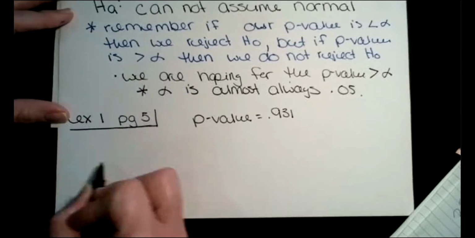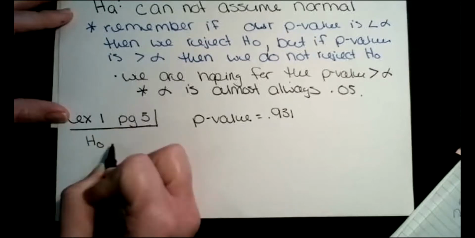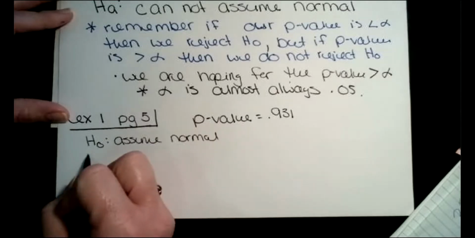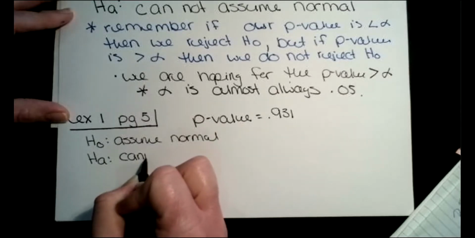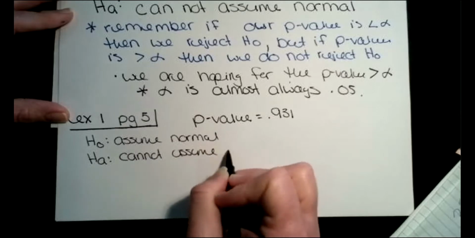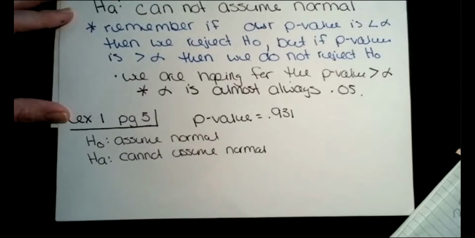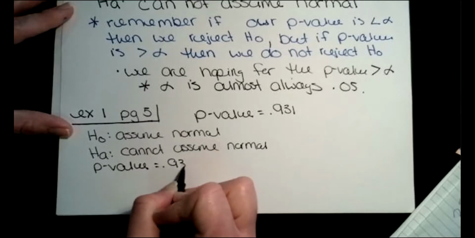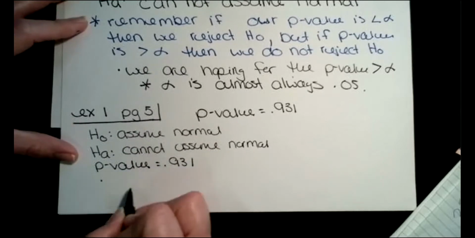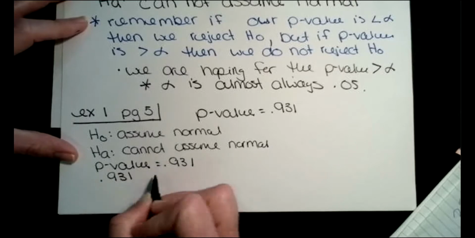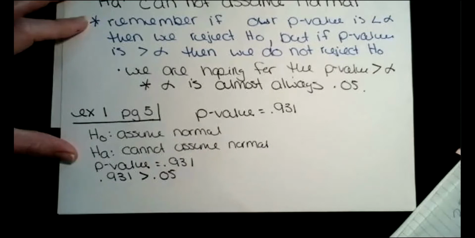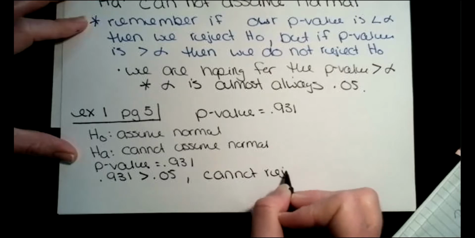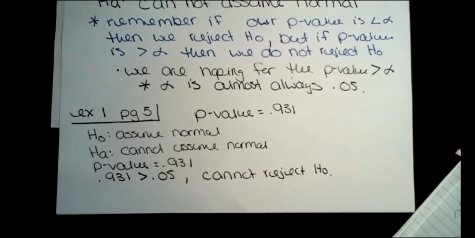So what I would do here for a little write-up, and this is what I'd like to see from you, I'd like you to write, okay, the null is that we can assume normal. And my HA is that we cannot assume normal. It doesn't have to be anything fancy, just something really quick. You're going to report the p-value to me, which is 0.931. You could either say p-value or you could say 0.931 is greater than 0.05. So you're going to say we cannot reject the null, and I want you to tell me what that means.